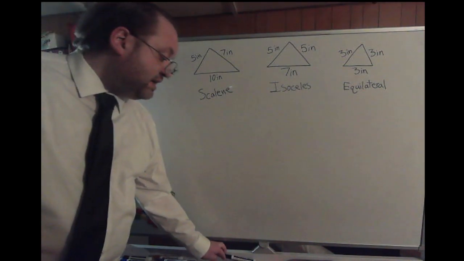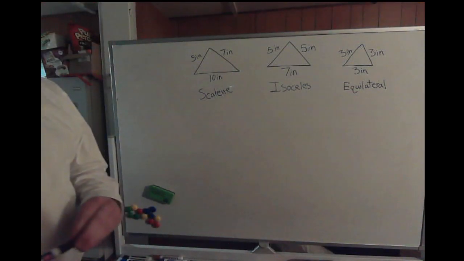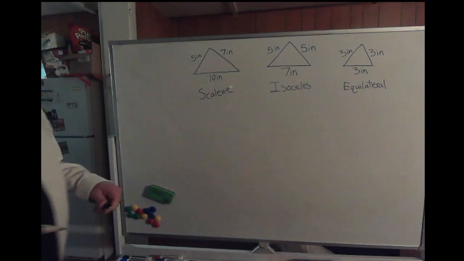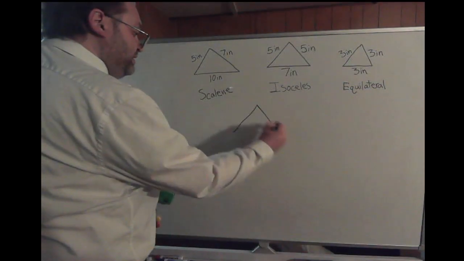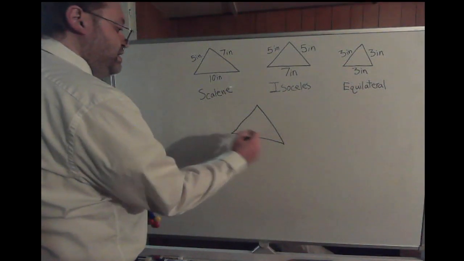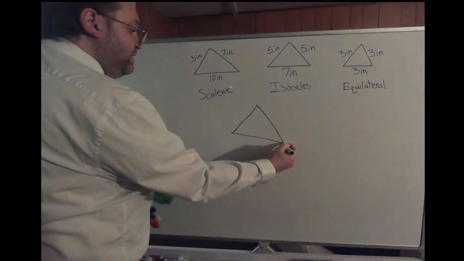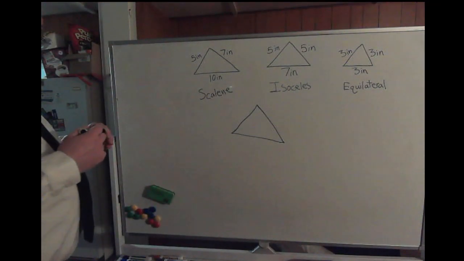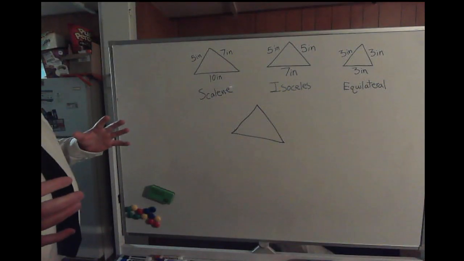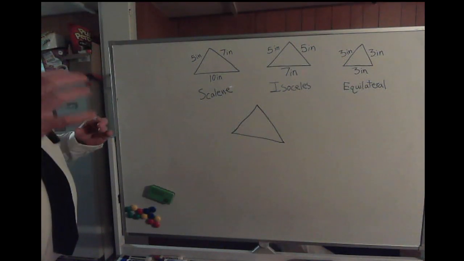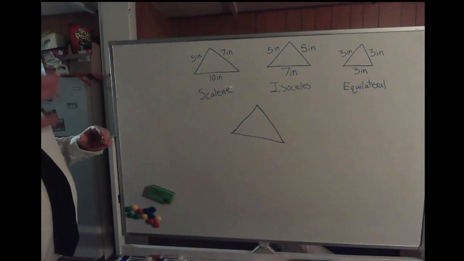Today we are going to talk about triangles and types of triangles. So when we think of a triangle, of course, it is a three-sided polygon. Well, what is a polygon? A polygon can have any number of sides, but it is a closed figure that has straight lines for its edges.